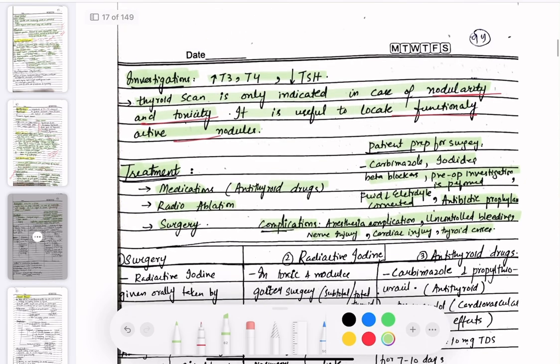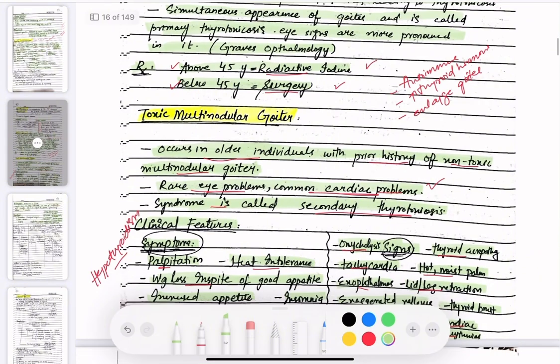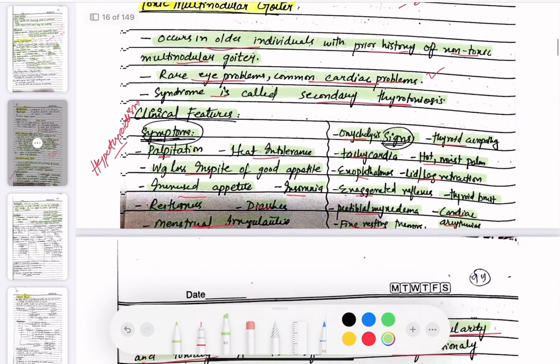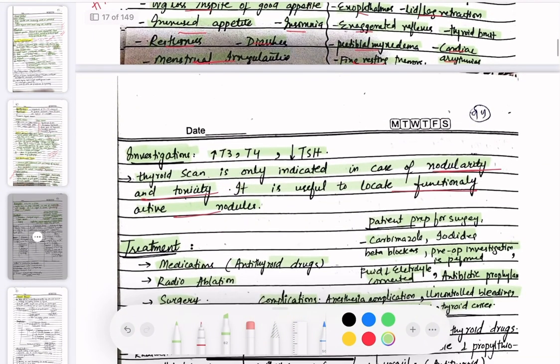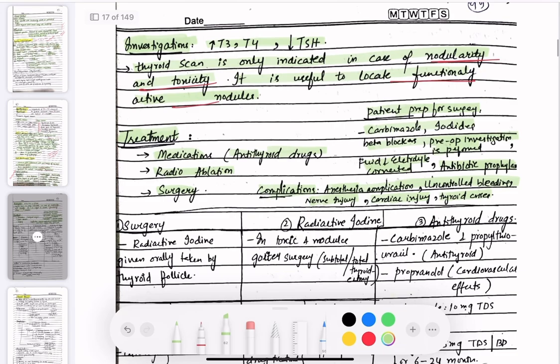So, toxic multinodular goiter: these are the clinical features, these are the signs, these are the investigations, and these are the treatment options, which are anti-thyroid drugs, radioablation, and surgery. Carbimazole, iodides, and beta blockers, pre-op investigations are performed, fluid and electrolytes are corrected, and antibiotic prophylaxis is given.